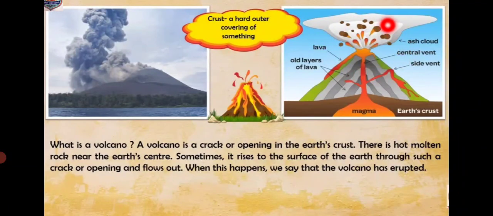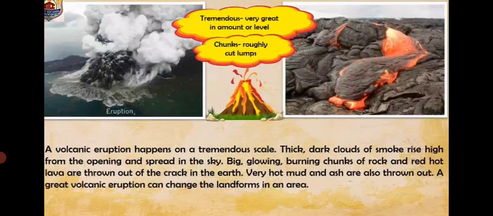This is called a volcano has erupted. A volcanic eruption happens on a tremendous scale. Now, what is tremendous, children? Very great in amount or level. So, tremendous means very great in amount or level, a very high level. So a volcanic eruption happens on a tremendous scale, like on a very high amount or level.